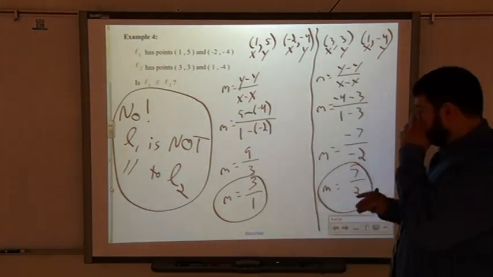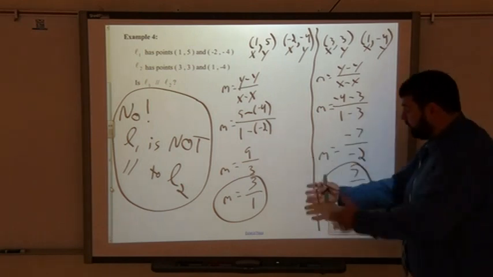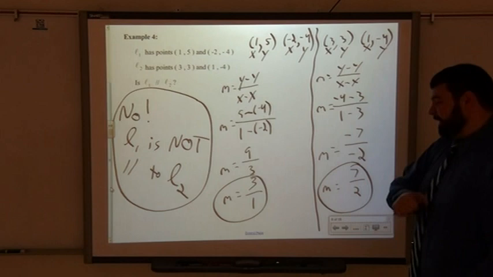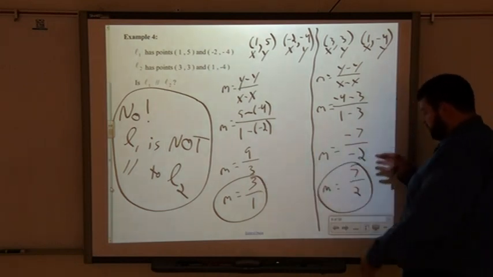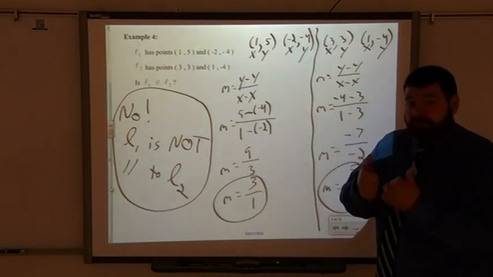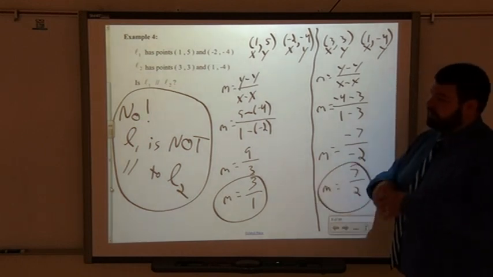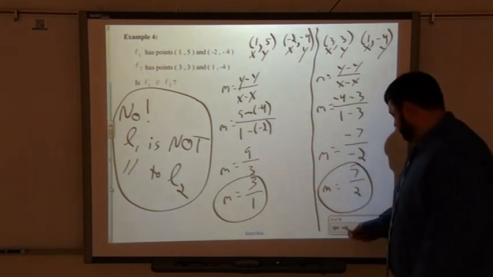Okay, so they will definitely not be parallel, but that's how I proved it. You need to use the slope to prove it. If the slopes were equal, if this guy was 3 over 1 and this guy was 3 over 1, then we'd be good, we'd be parallel. If this guy were 7 over 2 and this guy were 7 over 2, we'd be good, they'd be parallel. But because they're different numbers, they're not parallel to each other.